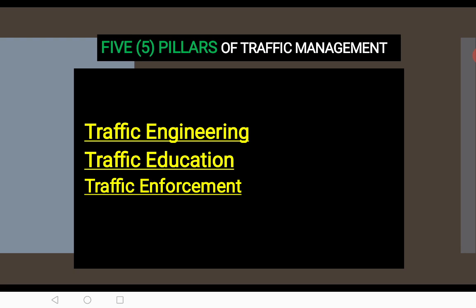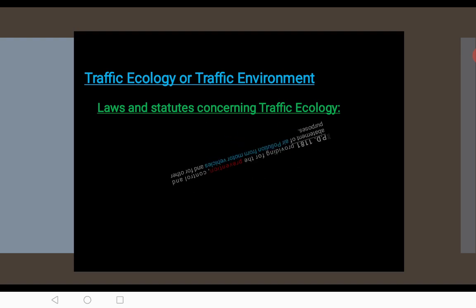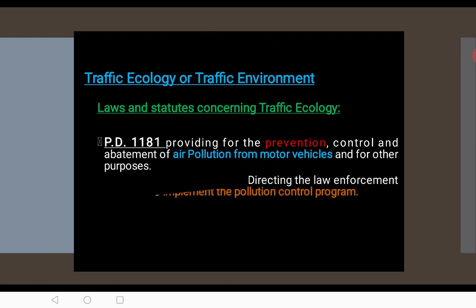What do you mean by congestion? Meaning to say, ang kuan kaayo samok. Okay, kuan kaayo ang traffic. Wala, dili nindot ang flow sa traffic, okay, which resulted therein. Okay, I'm sorry, no, that's the traffic ecology. So we have laws and statutes concerning traffic ecology.